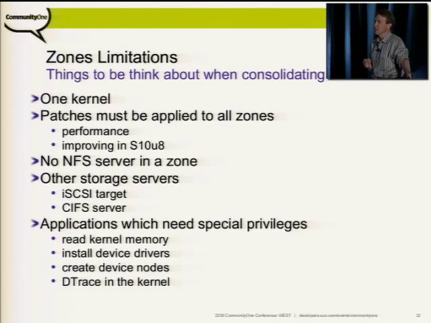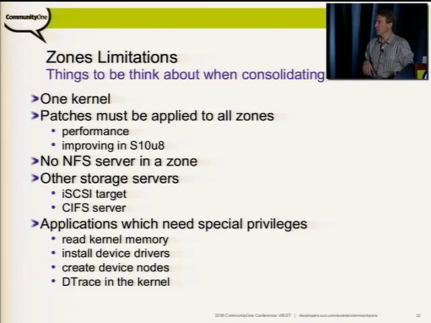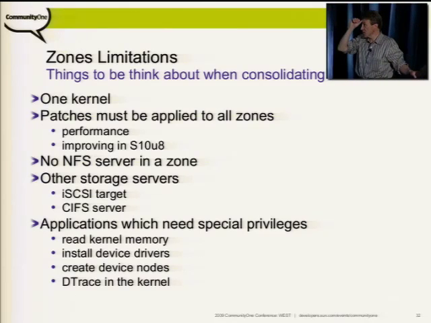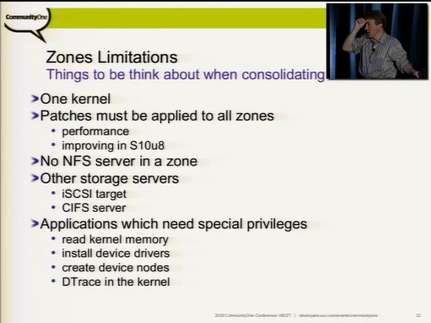I mentioned earlier about NFS server. That's probably the biggest other thing that we currently don't support that tends to hold people back from using containers to do consolidation. Some of the other storage technologies also don't yet work inside of a zone, but those are usually less critical, like iSCSI Target or a CIFS server.